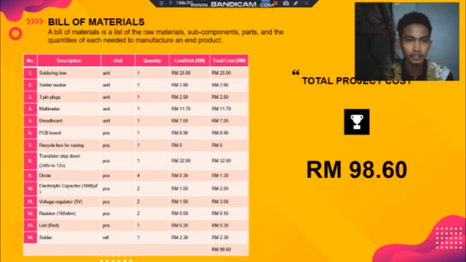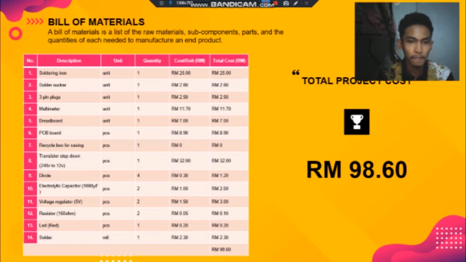The first one, 1 soldering iron, costs 25 ringgit. 1 solder sucker costs 2 ringgit and 80 cent. 1 3-pin plug costs 2 ringgit and 50 cent. 1 multimeter costs 11 ringgit 70 cent. 1 breadboard costs 7 ringgit. 1 PCB board costs 8 ringgit and 90 cent. A recycled box for casing, we already have it.